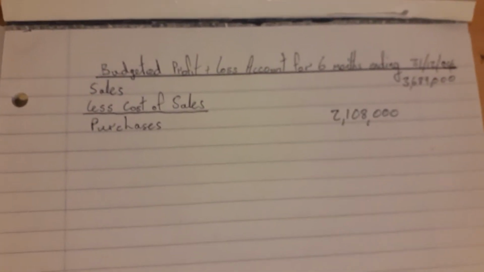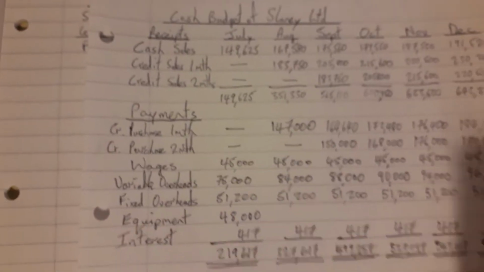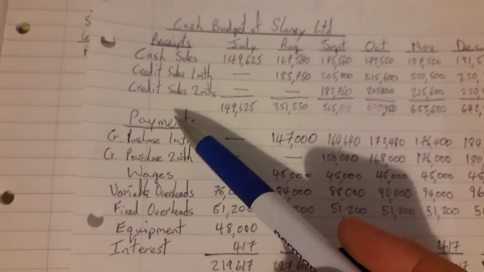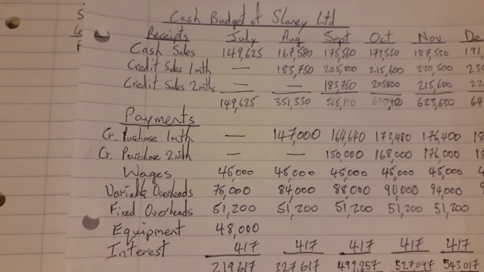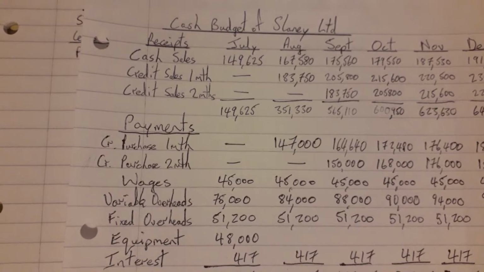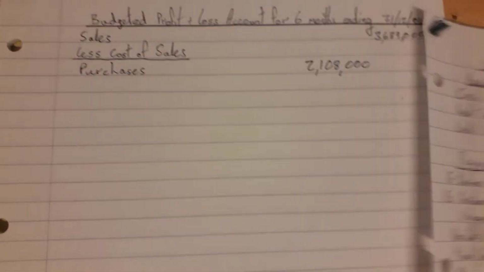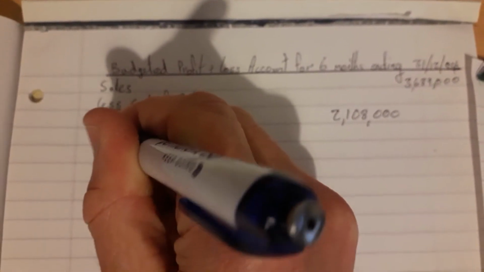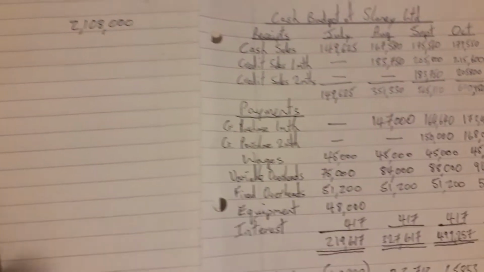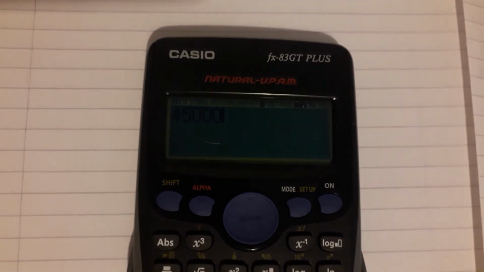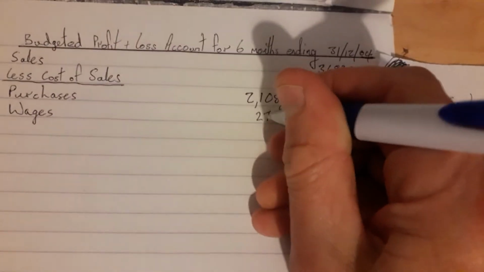Next thing is going to be, well, if we're wondering what else to put in, we pretty much can go down through this payment section and then maybe tweak it a little bit, but pretty much we're putting all of these things in our cost of sales. So our next thing is wages. And our wages is just going to be, well, it was 45,000 a month, and there are 6 months here, so we're just going to take 45,000 and multiply it by 6. And that's 270,000. So our wages, 270,000.